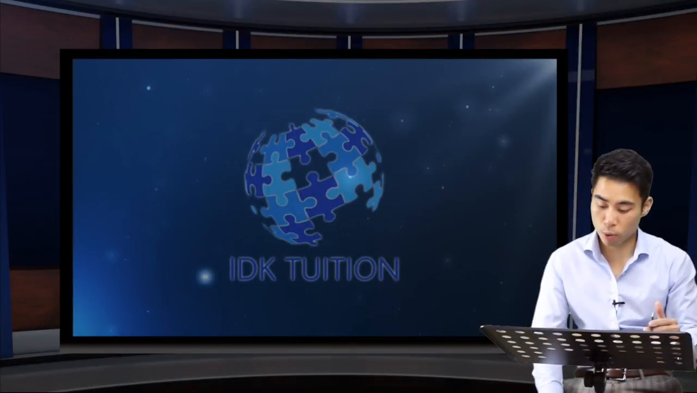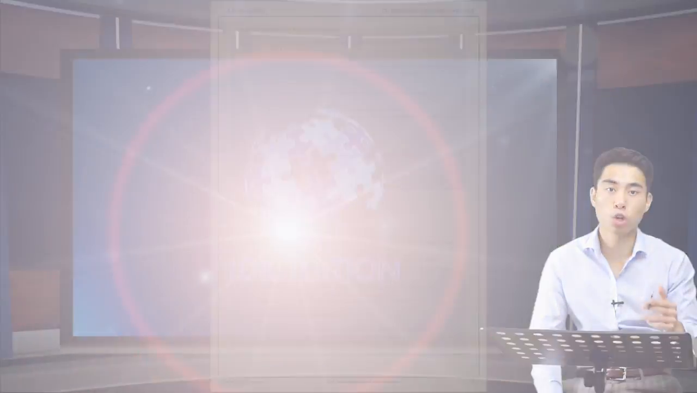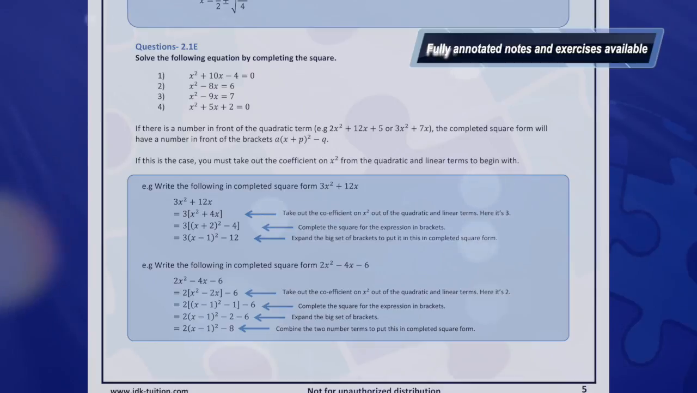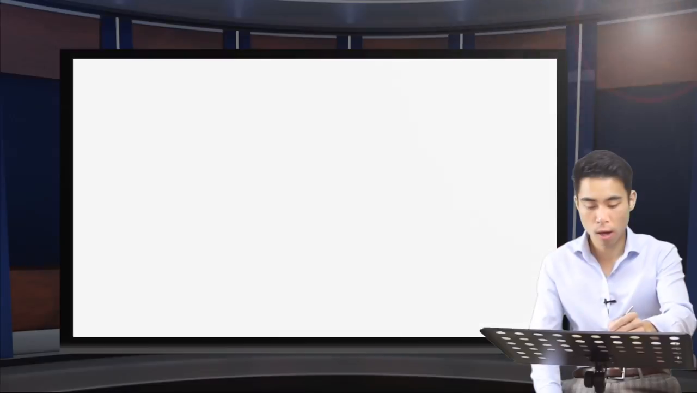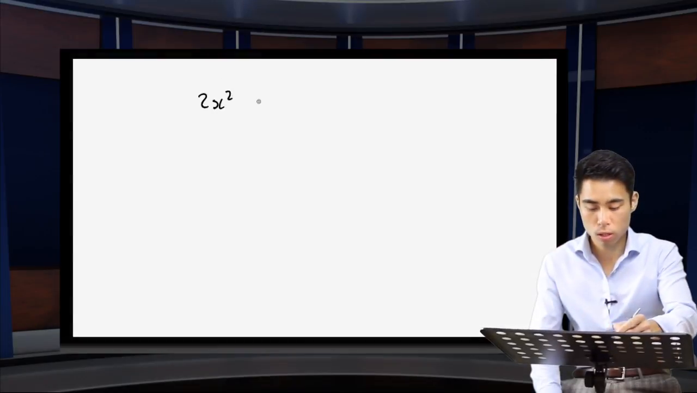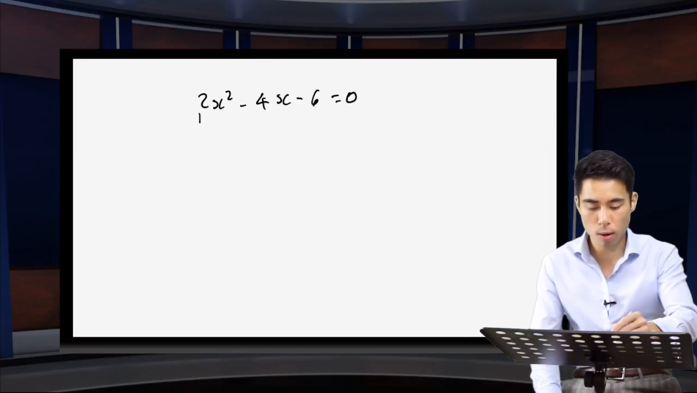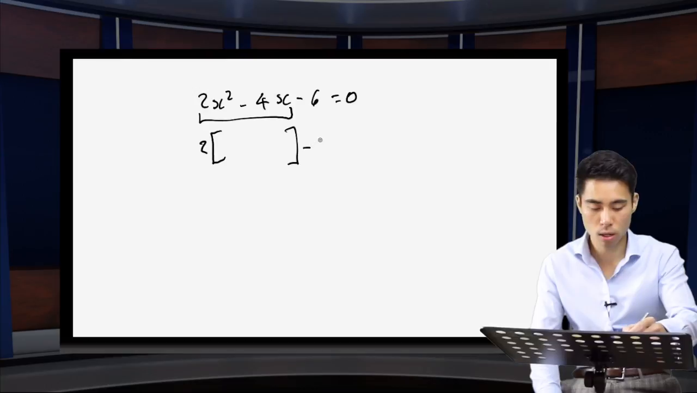Okay, the last part of this video, we're going to be looking at the case where your coefficient on x squared isn't 1, i.e. you're going to have 4x squared, 3x squared, 5x squared, etc. So let's take a look at this one. 2x squared minus 4x minus 6 equal to 0. First step, you want to look at these two terms and you need to take out a factor, and that factor is going to be the coefficient on your x squared. So here, use square brackets, and you'll see why in just a second.